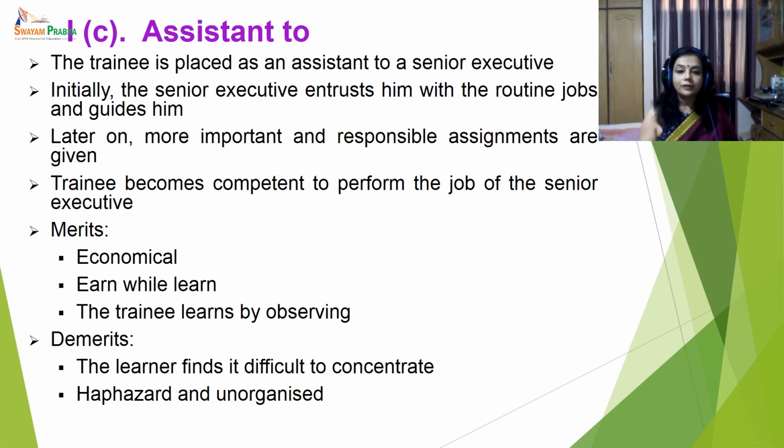The merit of this type of training is that it is economical. Again, the trainee can earn and learn, and the trainee again learns by observing. The demerits are that the learners find it difficult to concentrate on the task, as is the case with all on-the-job training programs, and it is haphazard and unorganized.